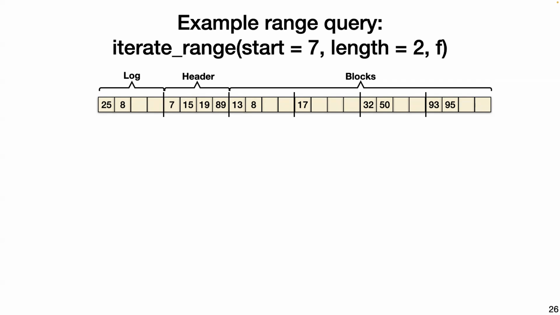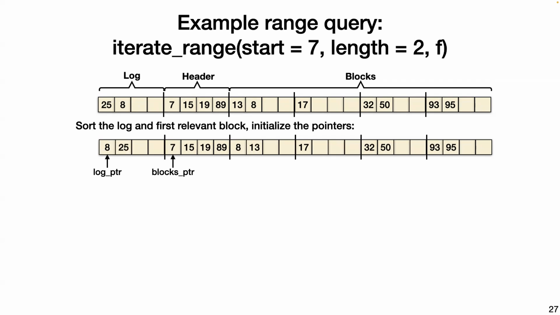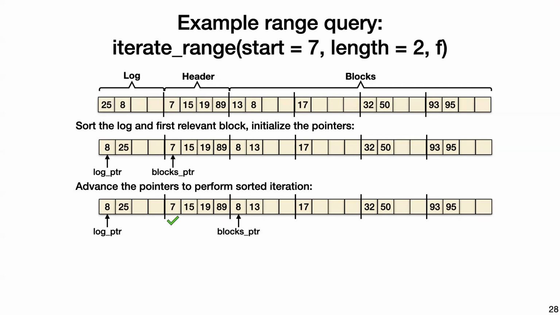But here you need to keep 2 pointers, one in this buffer and one in this part. This part is called the header, this part is called the blocks. So you need to keep 1 pointer in the log and 1 pointer in the blocks, and you basically do a 2-finger stepping. And you may need to sort as you go. The header is already sorted, but this log is not initially sorted, and the blocks are also not necessarily sorted. So this is now different, because previously range queries were read-only, but now they may not be read-only. And then you just advance the pointers as you need to perform your iteration.